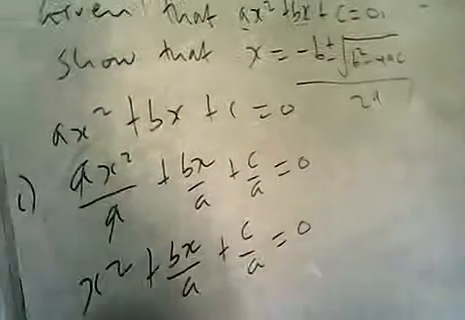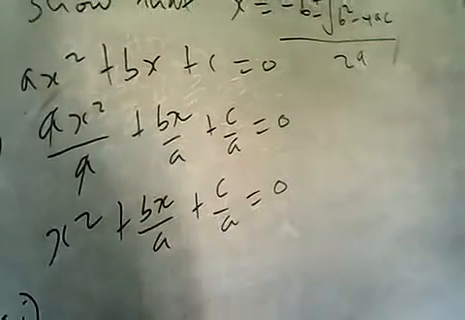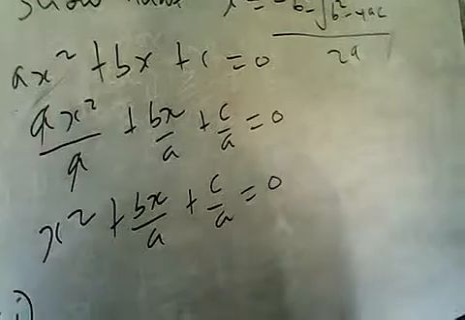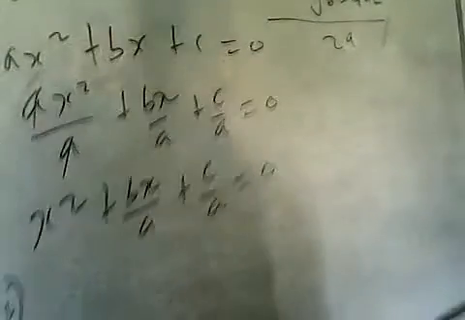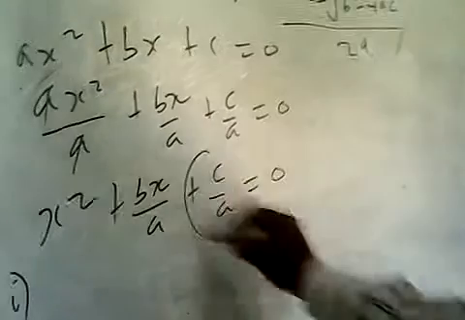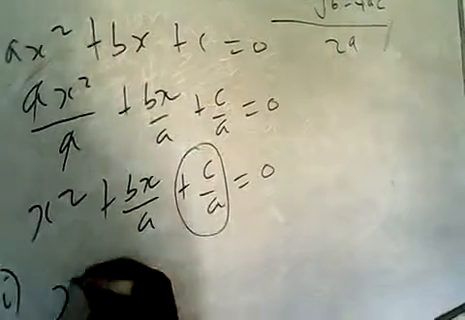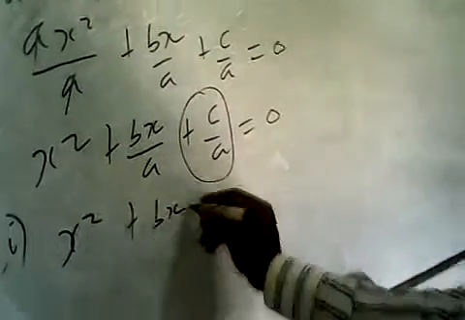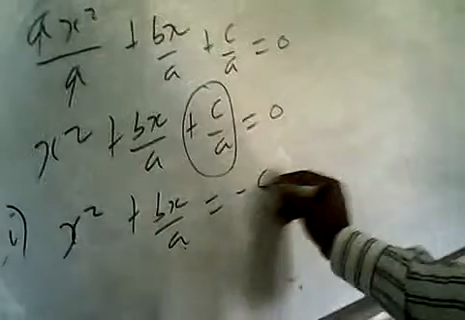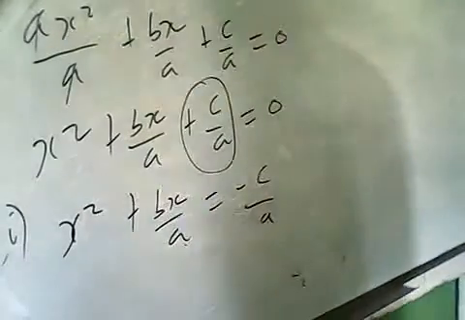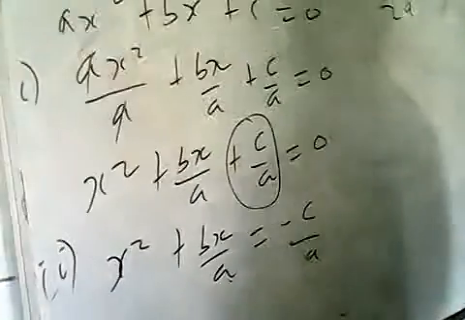Now step 2. We have to transfer the constant of the equation to the right hand side. The constant is plus c over a. Now we're going to have x squared plus bx over a equal to minus c over a. The constant has gone to the right hand side.